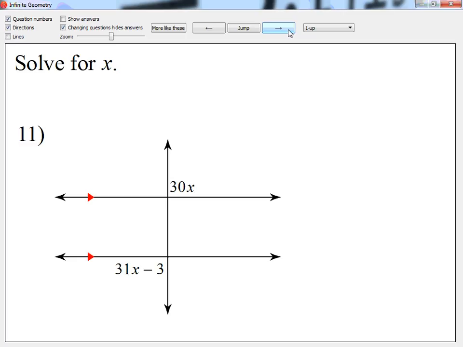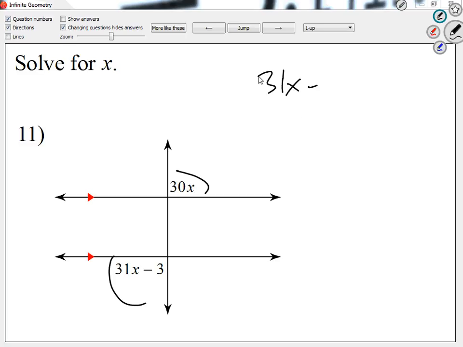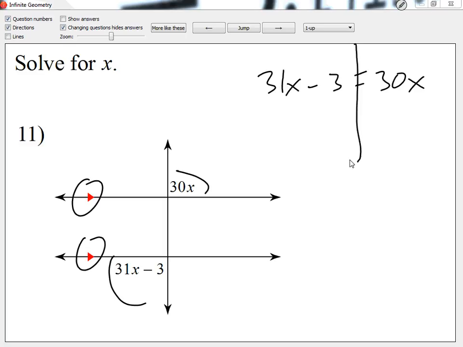Solve for x. I noticed that 30x and 31x minus 3 are alternate exterior. So I know they're congruent, which means they're equal to each other. So let me just write 31x minus 3 is equal to 30x. 31x minus 3 equals 30x, right? I let them equal each other because they are parallel. And I know once again they're parallel because of my little arrows. Let me separate my sides with an equal sign. Your algebra teacher showed you how to solve equations, but I solve it a little differently.